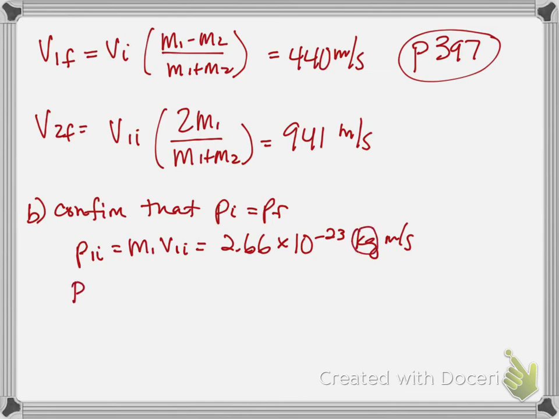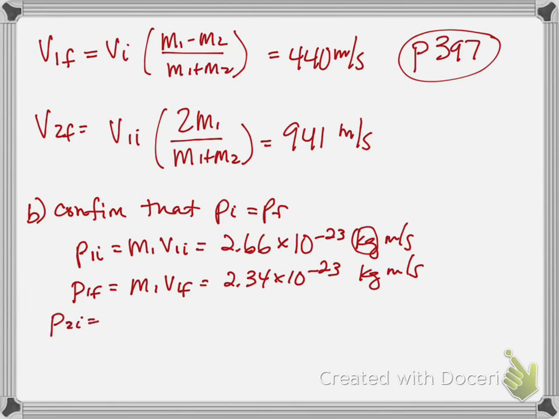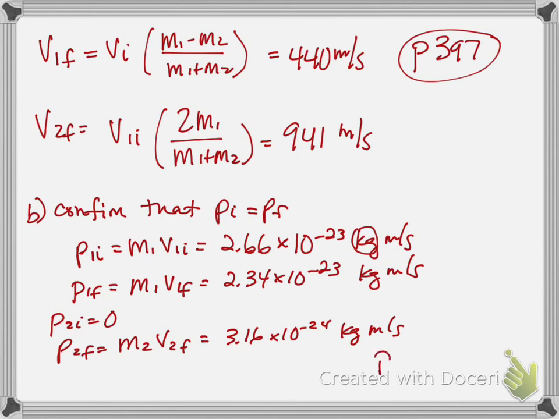But I converted. The final momentum of the oxygen molecule is 2.34 times 10 to the minus 23rd kilogram meters per second. The initial momentum of the hydrogen molecule is 0. The final momentum is m2 v2f, which gives me 3.16 times 10 to the minus 24th kilogram meters per second. And so P1I equals P1F plus P2F. So that does check out. This number here is equal to the sum of these two.